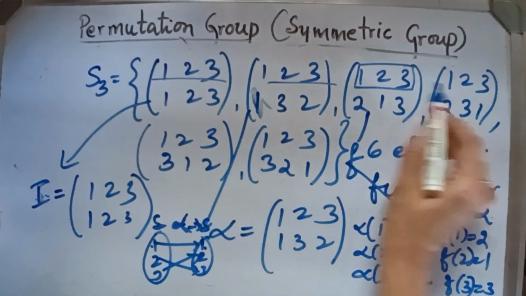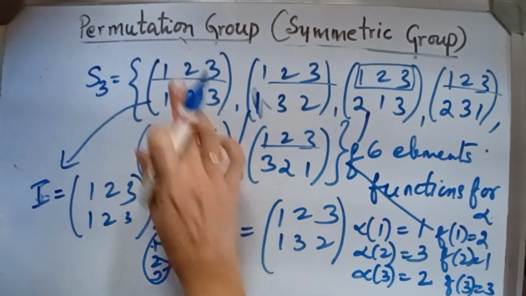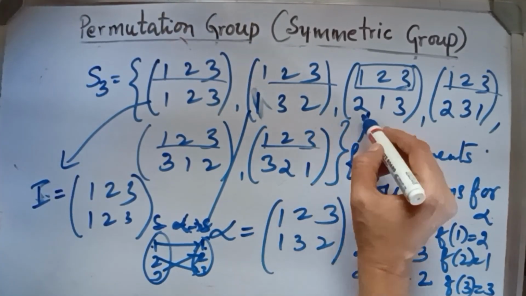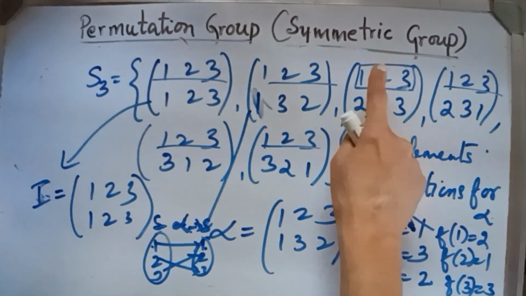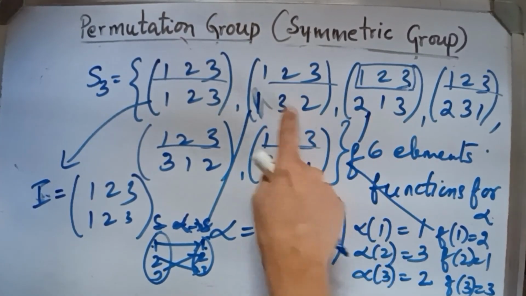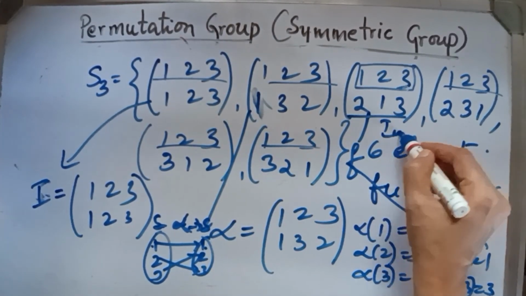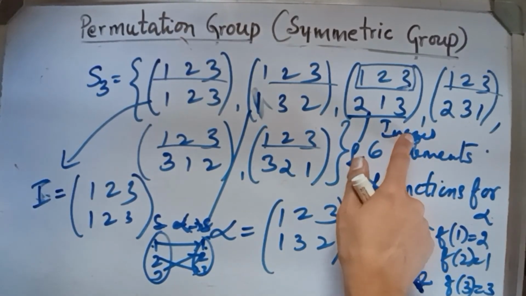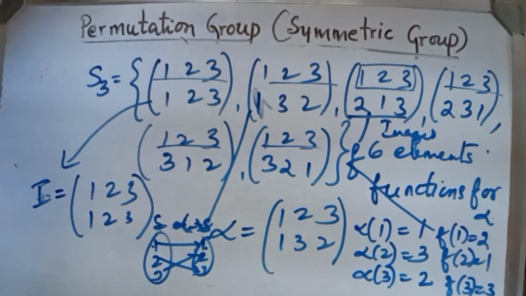So these are elements of the set. First row is always the same in all the bijections, because these are the elements of the set. And the second row is nothing but images, where these elements are mapped to. So they are in the second row. Second row represents the image of each symbol, and first row represents the symbol.